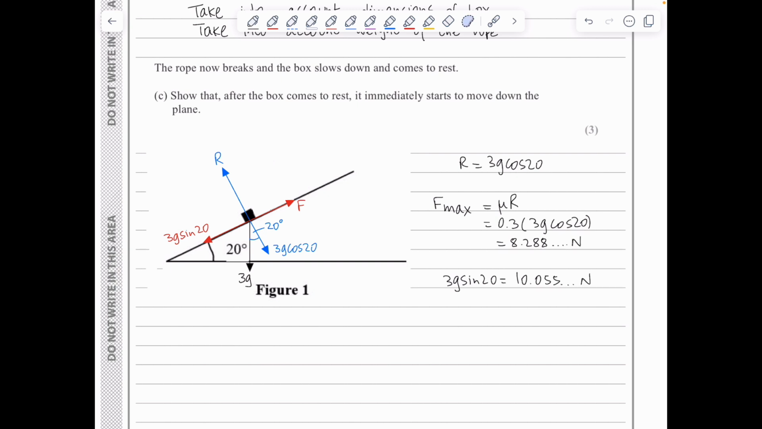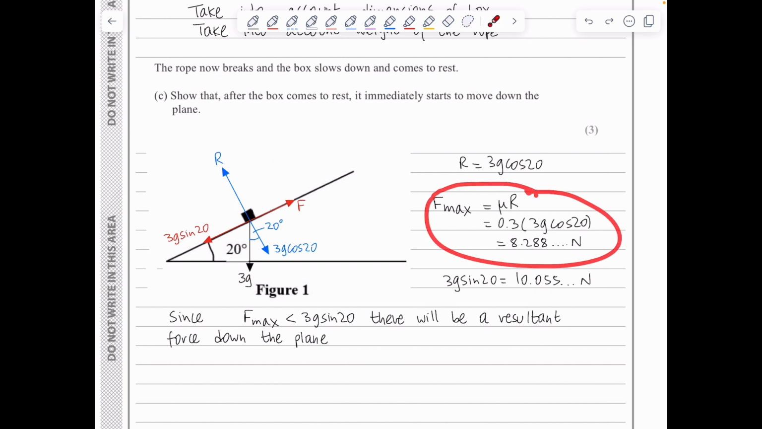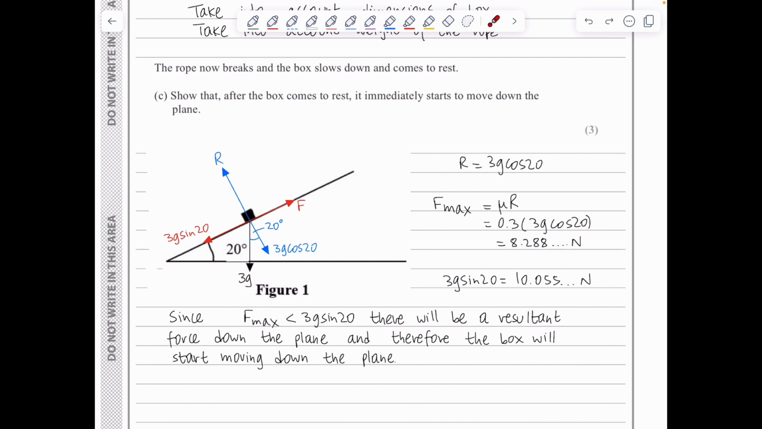Therefore, we say that since F max is less than 3g sine 20, there will be a resultant force down the plane. So essentially, the maximum frictional force available will not be enough to stop the box sliding down the plane, and therefore we will see it start moving down the plane.